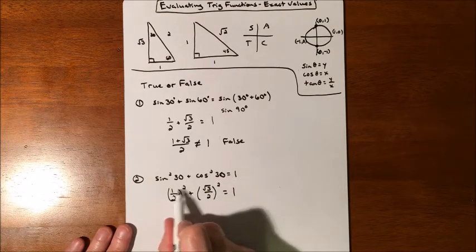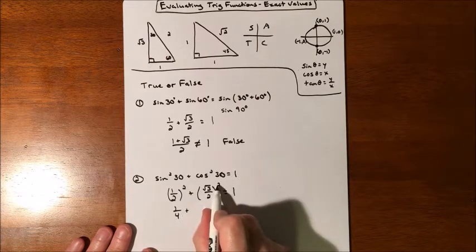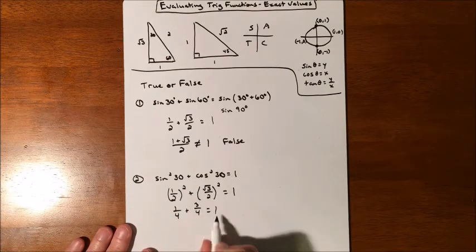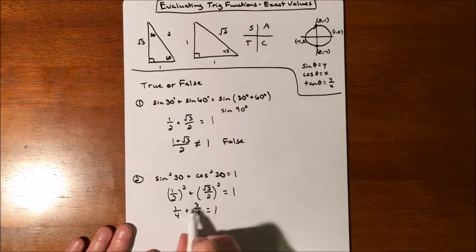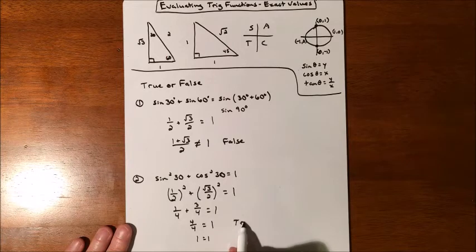Well, when you square a half, you're going to square the top, square the bottom. So that gets you a 1/4. Here, same thing. You're going to square the top, square the bottom. Does it add up to 1? So 1/4 plus 3/4 is 4/4. Does it equal 1? True.